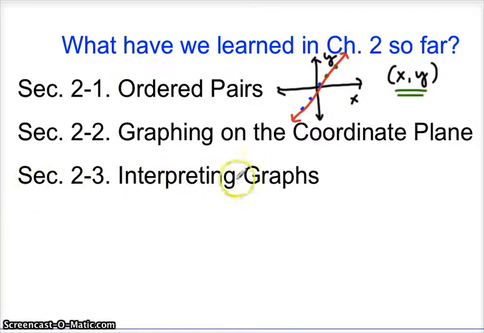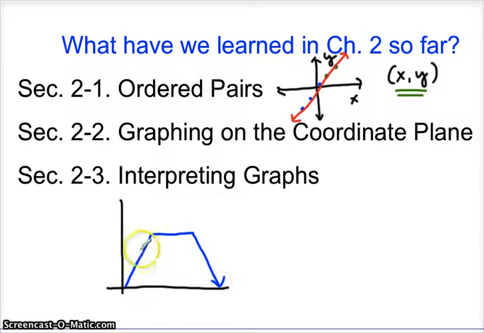In section 2-3, we talked about how to interpret graphs. So say we were given a word problem and the graph increased and then stayed constant and then decreased again. We talked about what that might mean in the context of the word problem. So if this is time in seconds, and this is feet someone has traveled, we talked about what that might mean when the graph increases, stays the same, and then decreases again. So now we're in 2-4, functions.